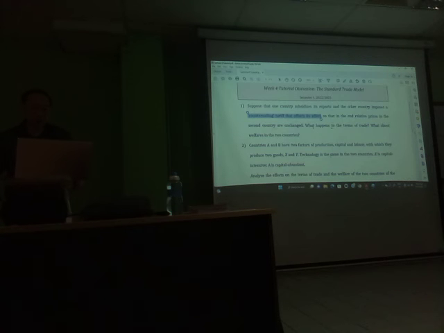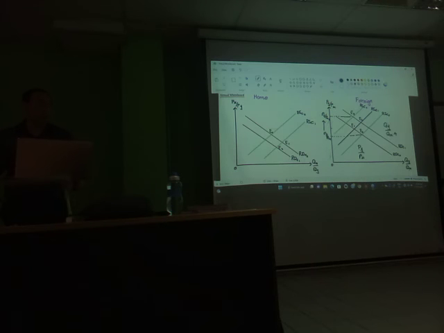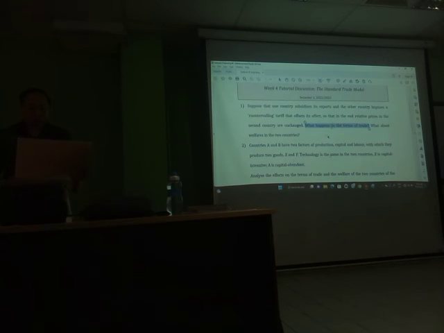So based on here, analyze the effects on terms of trade and the welfare of the two countries following the 4 cases here. So we are given 4 scenarios. For example, the first one, an increase in A's capital stock. What is the consequence in terms of trade, in terms of welfare, right? Now, to answer this question, I think we better use a table.